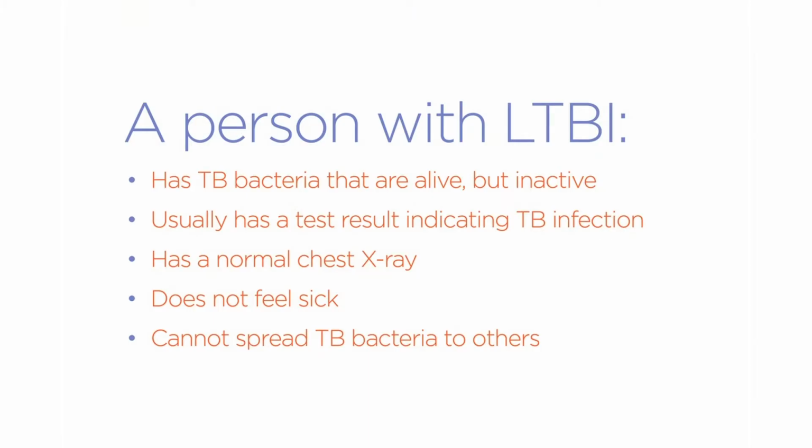A person with latent tuberculosis infection has TB bacteria in his or her body that are alive but inactive and in small numbers. Has a skin test or blood test result indicating TB infection. All children seen in the UCAC receive a TB screening. Has a normal chest X-ray and no detectable TB bacteria in their sputum. Does not feel sick. Cannot spread TB bacteria to others. A person with latent tuberculosis infection should be treated to prevent active TB disease.